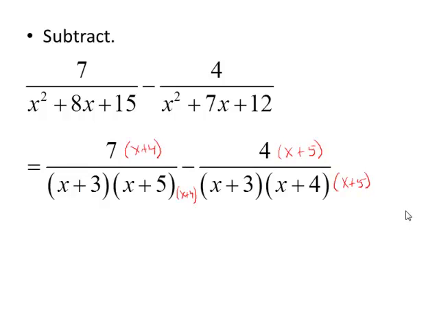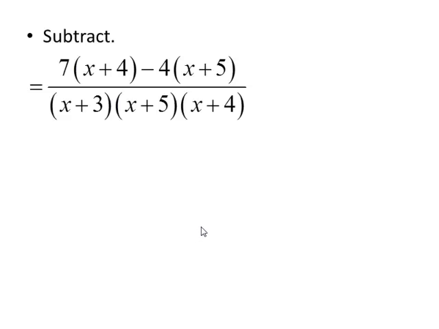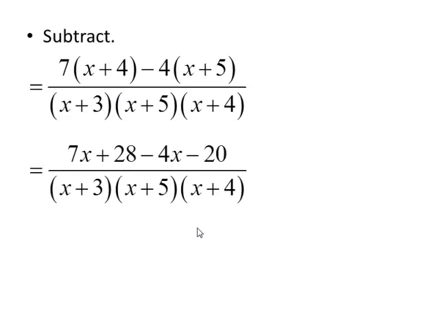So at this point, our two fractions have the same three factors in their denominator: x plus 3, x plus 5, and x plus 4. So we can combine these two fractions into a single fraction with that denominator. To simplify this, we're going to multiply 7 by x plus 4 and negative 4 times x plus 5. I'll do that on the next screen. 7 times x plus 4 is 7x plus 28. Distributing the negative 4 will give me negative 4x minus 20.